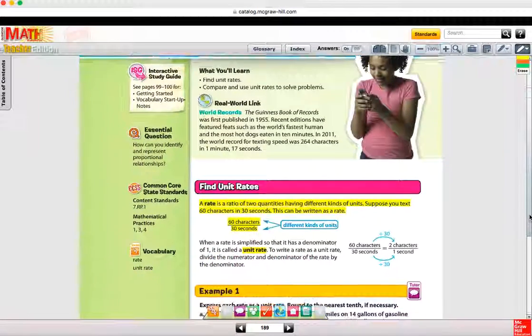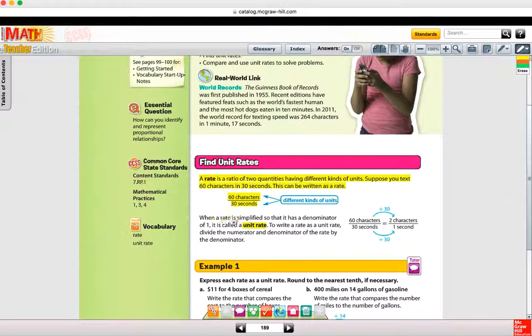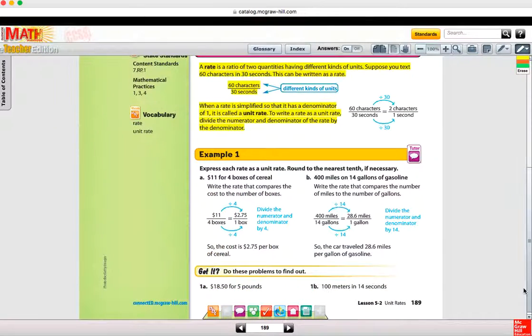And when we're talking about rates, we also need to know what a unit rate is defined as. So the unit rate is the simplified version, so the denominator is 1. To write as a unit rate, just divide the numerator and denominator of the rate by the denominator. Sometimes those definitions can get wordy, so I think you'll find that it's not as difficult maybe as the definition sounds. But let's go ahead and take a look at some examples here.